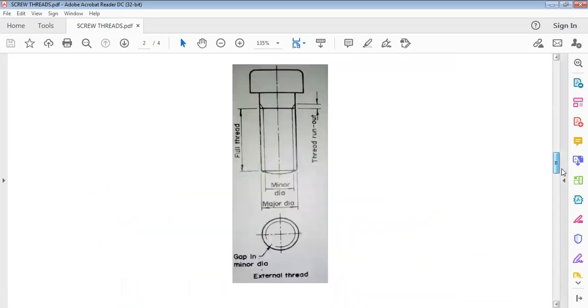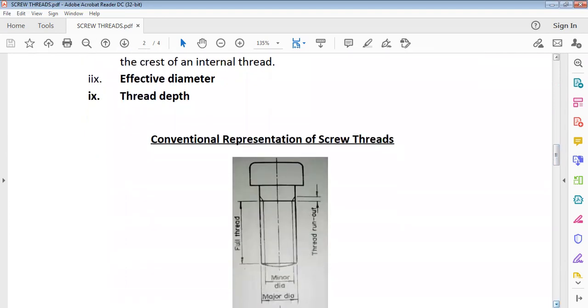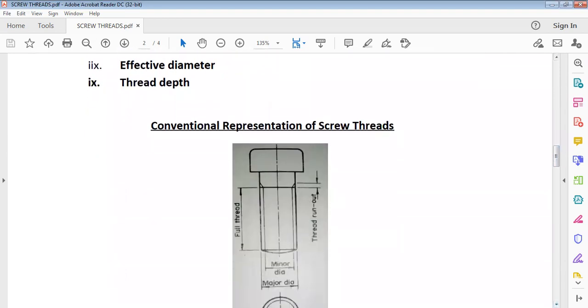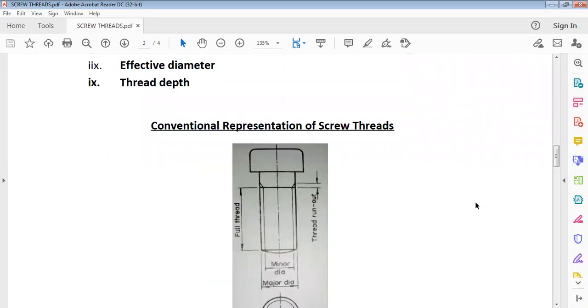We also have minor diameter. Minor diameter is the diameter at the root of an external thread or the crest of an internal thread. So we also have effective diameter and thread depth. Those are the terms that are used in describing screw thread. Then we have conventional representation of screw threads. Very, very important.